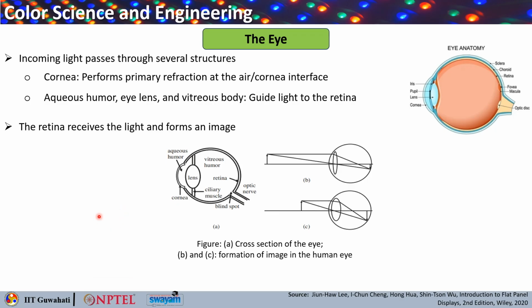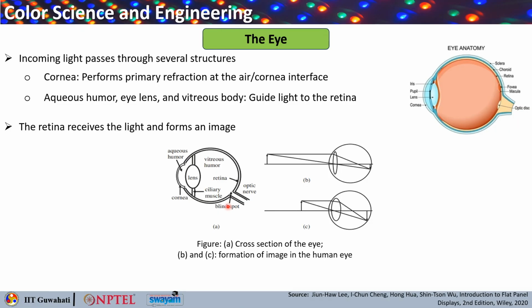All of you have known this from your school days, that incoming light passes through several structures. The first is the cornea, which does the primary refraction at the air-cornea interface. Then you have the aqueous humor, followed by the lens, and then the vitreous humor. These are different fluids in your eyeball that guide light to the retina. So this is where the image is formed.